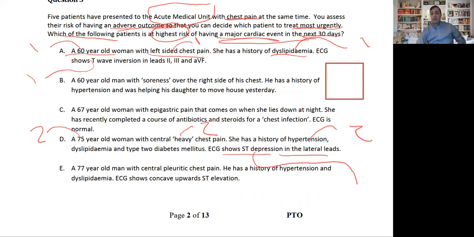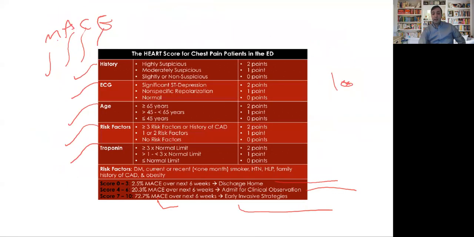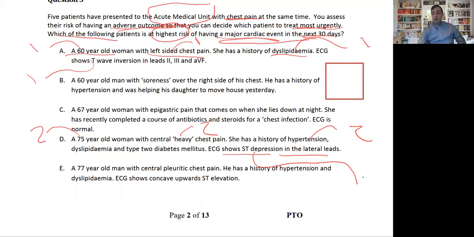According to this score, which is the HEART score, the ECG finding of significant ST depression is considered to be 2 points. So this lady is going to be 2 points for the ST depression. So if we are calculating, it is 8 points, the total of 8 points. Here in choice E, we have a 77-year-old, which is going to be 2 points.